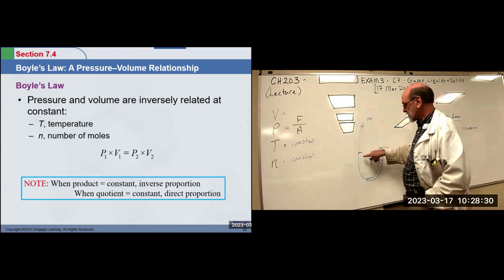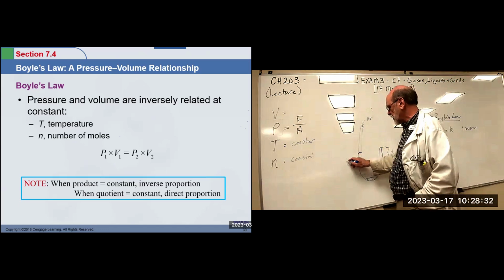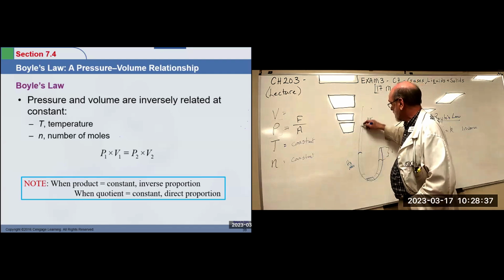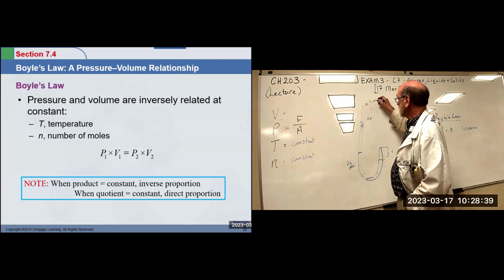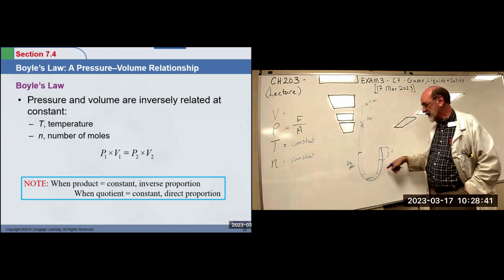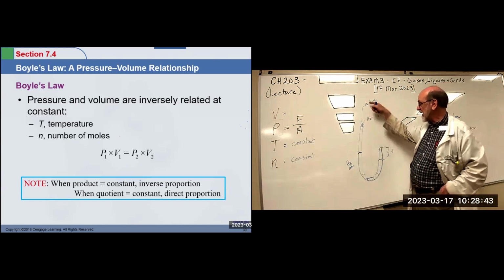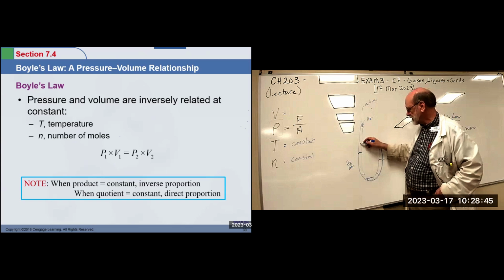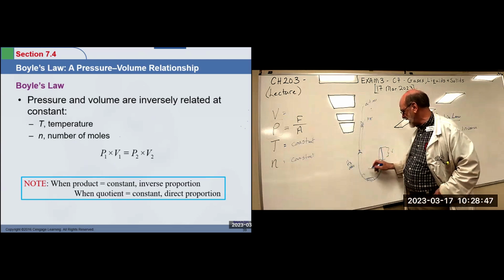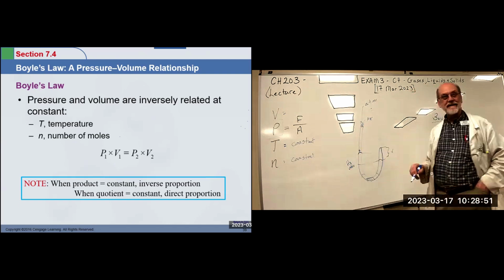Because you're going to use that same value over here, the height of the mercury column over here in millimeters is going to be the pressure plus atmospheric pressure. Two things are pressing down against that gas. One is the pressure of the atmosphere and the height of the column. Okay.